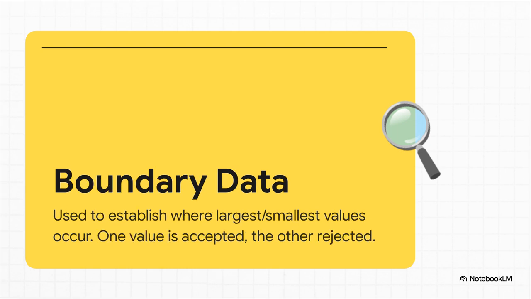But here's where it gets really interesting. There's a related, but much more subtle and powerful idea called boundary data. This is where so many bugs love to hide. It's not just about the limits themselves. It's about testing the values right on either side of that limit. The last good value and the first bad one.